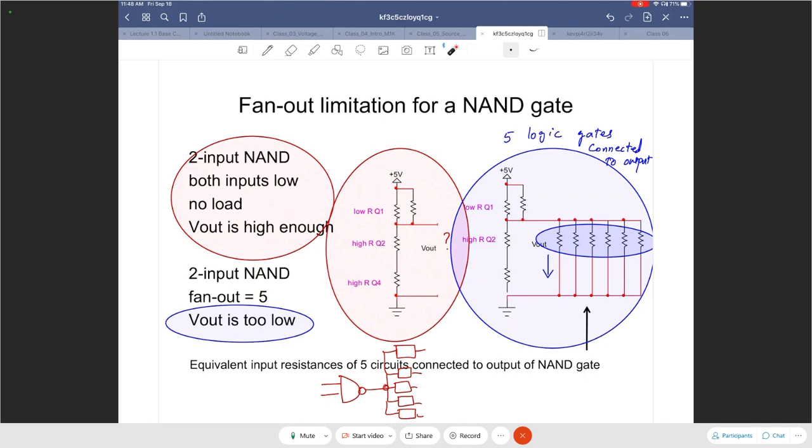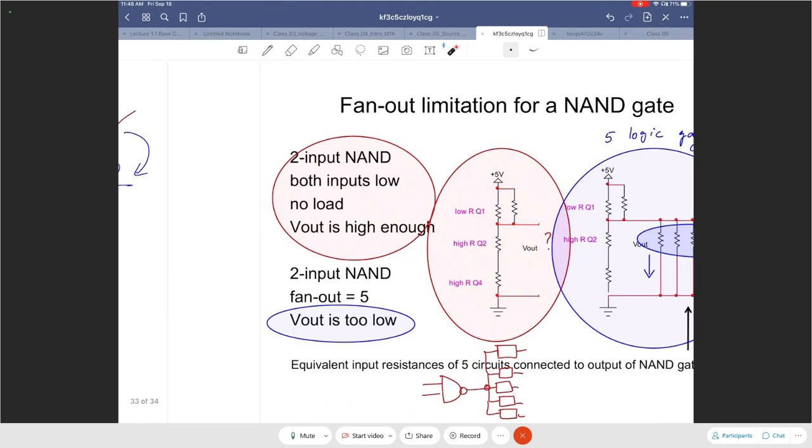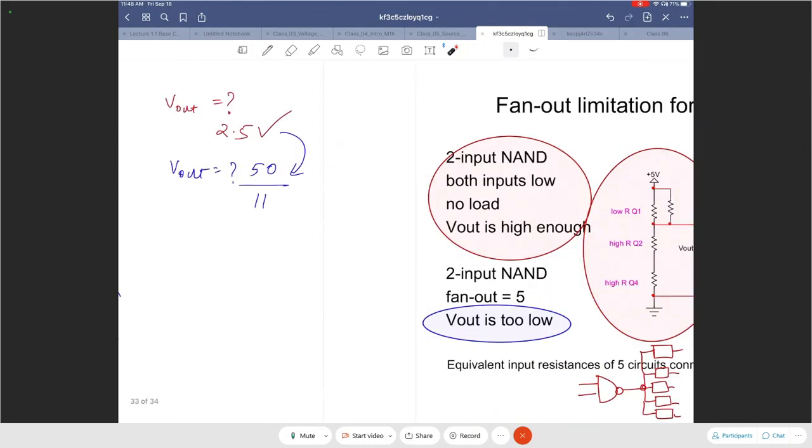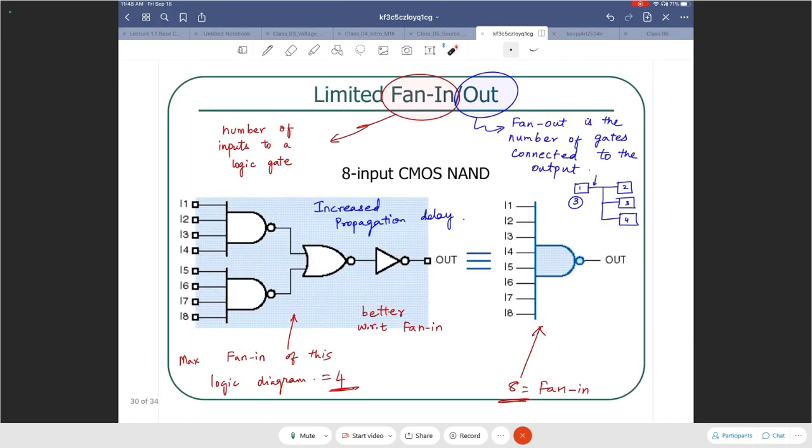Another solution is this: give up on propagation delay. So that's another solution. If the fan in is too high, you can always break the circuit down to do the same thing, but you'll have to give up on propagation delay.